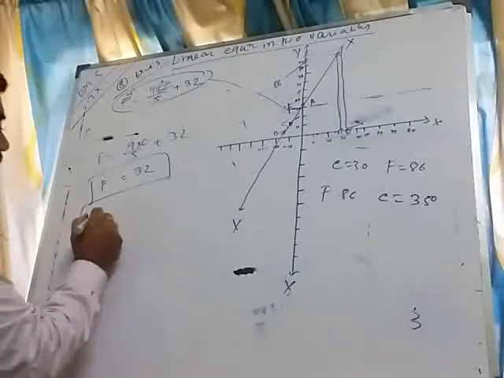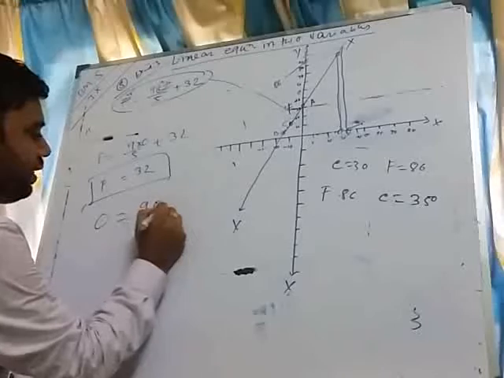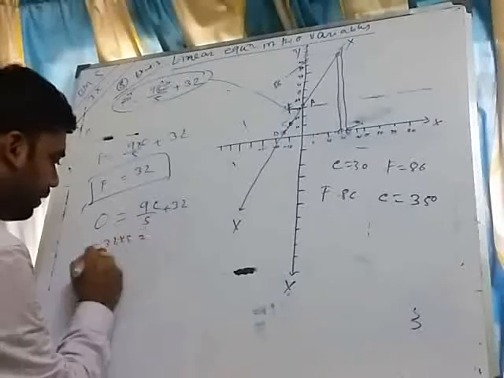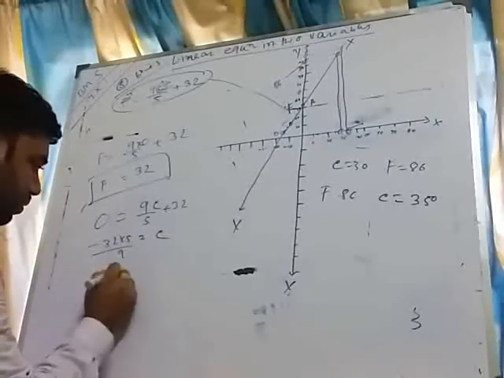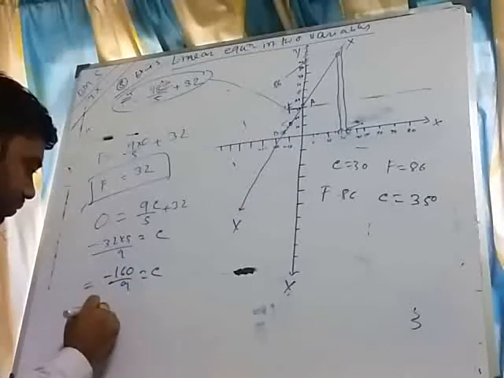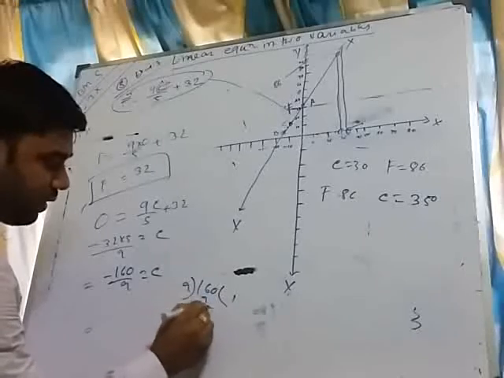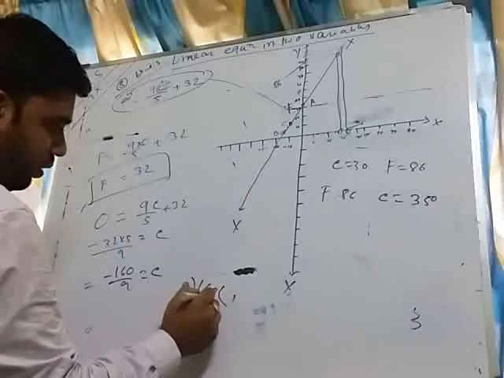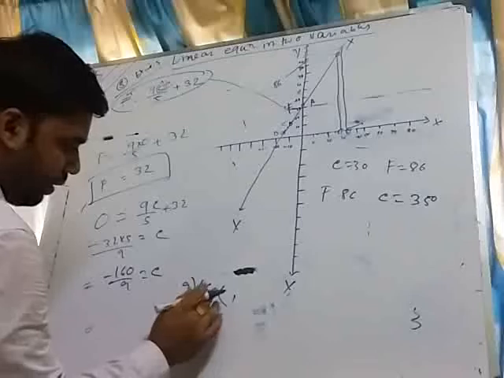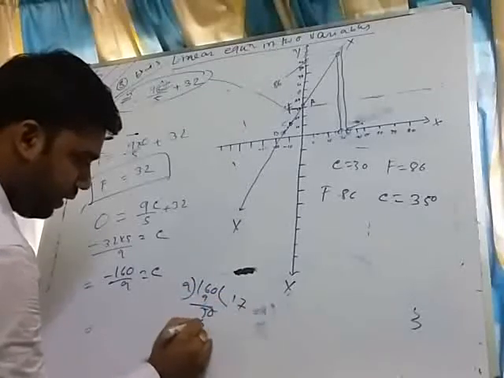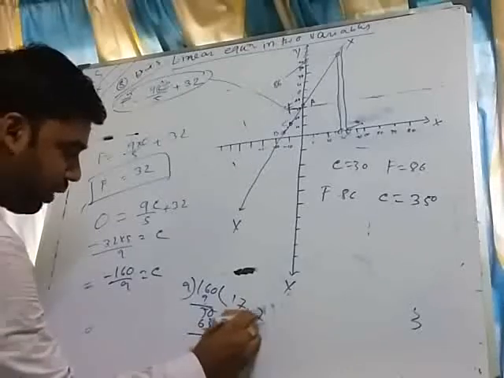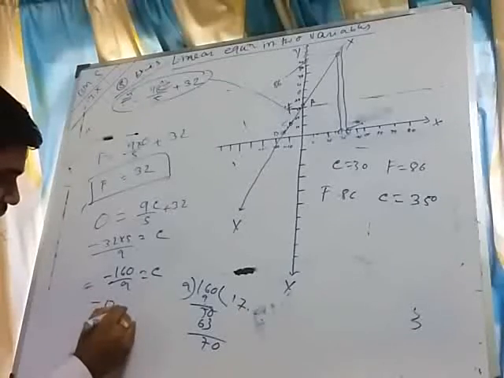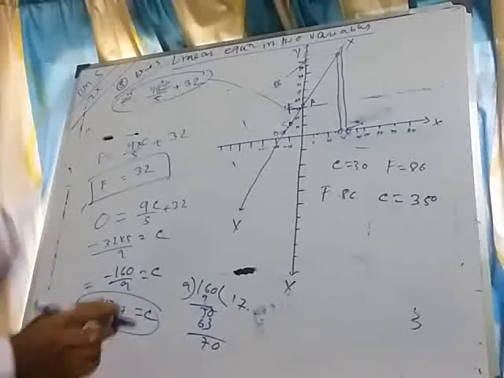And in that question it is also given that when F equals 0, that is 9 by 5 C plus 32, it follows that minus 32 into 5 by 9 equals C, minus 160 by 9, that is 17.7, that is minus 17.7 degrees Celsius. That is the value of C. Okay. Now next question.